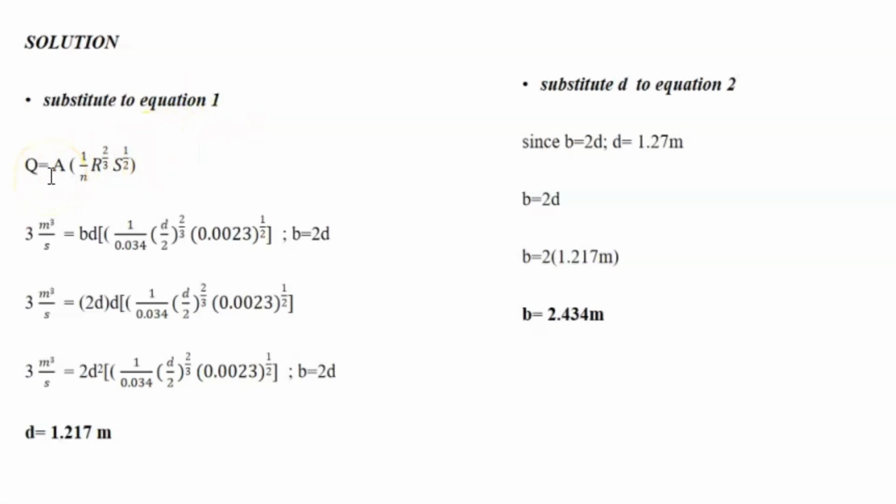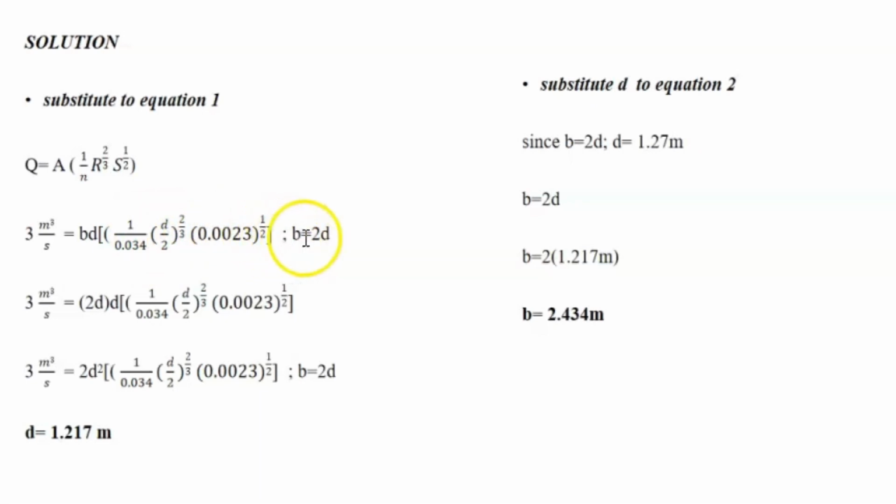So for our equation 1, we have here the discharge is equal to area times 1 all over the roughness coefficient times the hydraulic radius raised to 2/3 times the slope raised to 1/2. It will be equal to 3 cubic meter per second is equal to the area, which is BD, multiplied to 1 all over 0.034, which is the roughness coefficient, multiplied to d over 2, which is our hydraulic radius, raised to 2/3, and our slope of 0.0023 raised to 1/2.